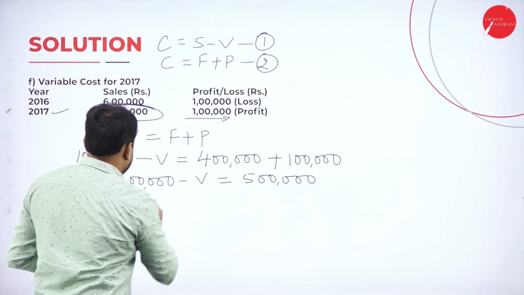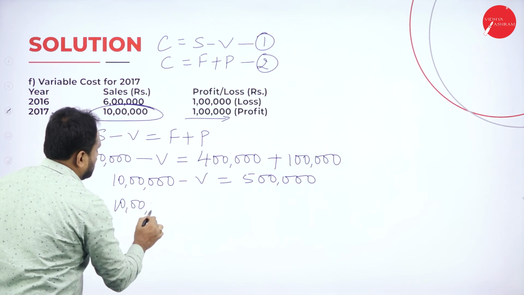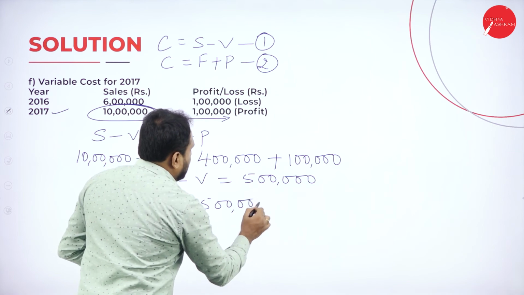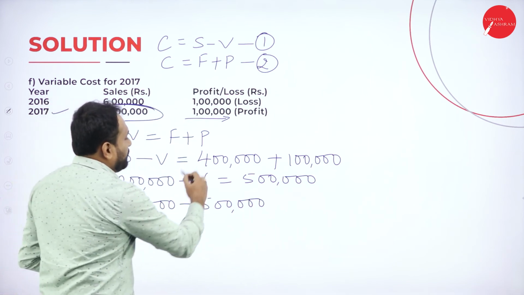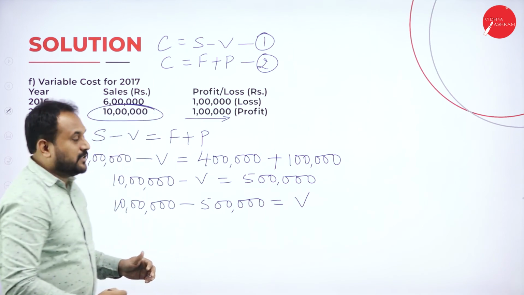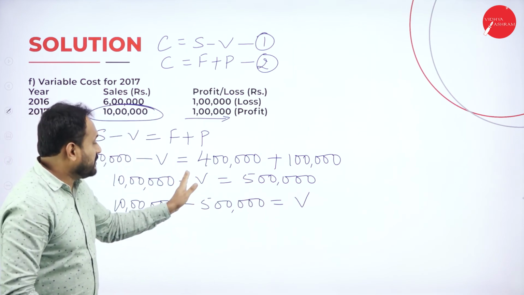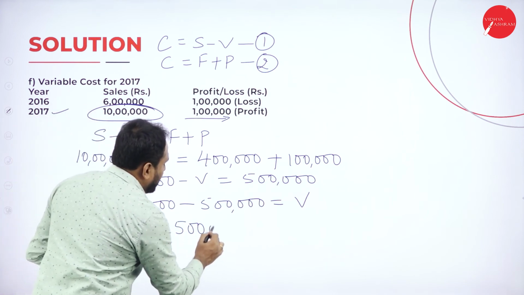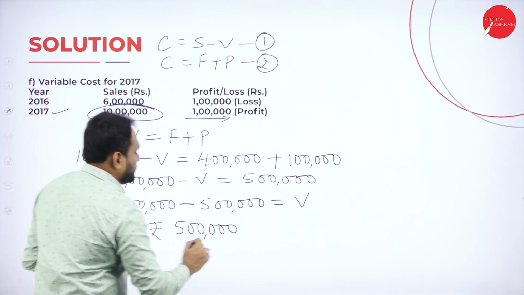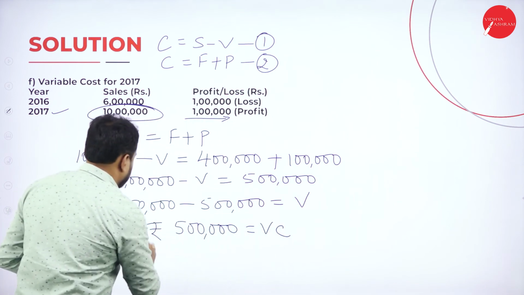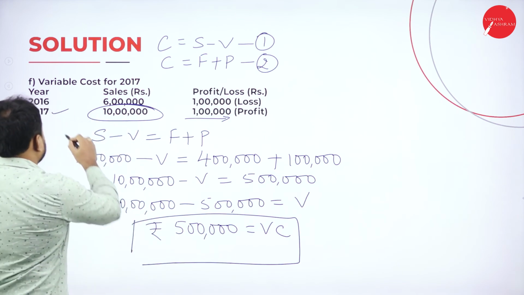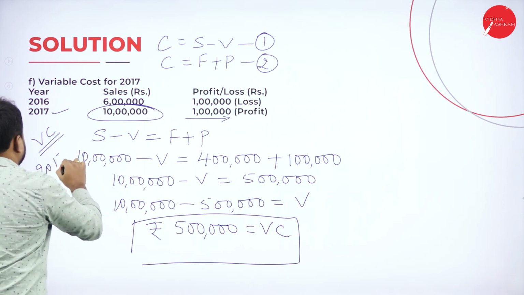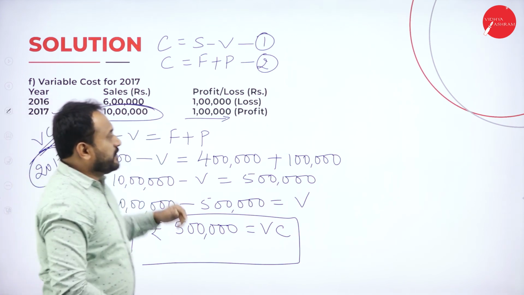Now this 5 lakh will come here, that is 10 lakh minus 5 lakh. Now this minus V will go to the other side, so it becomes positive V. From positive on one side to negative on the other, from negative to positive. So variable cost is how much? 5 lakh rupees. 5 lakh is equal to variable cost. Variable cost of what? 2017. So I'll write here variable cost 2017. So I'm done with variable cost 2017.